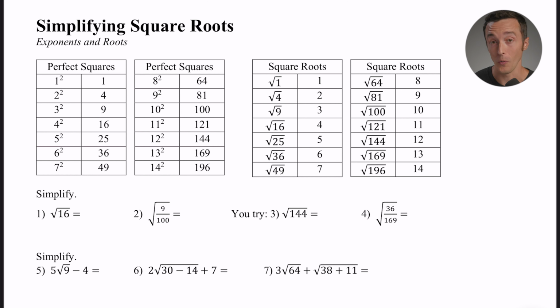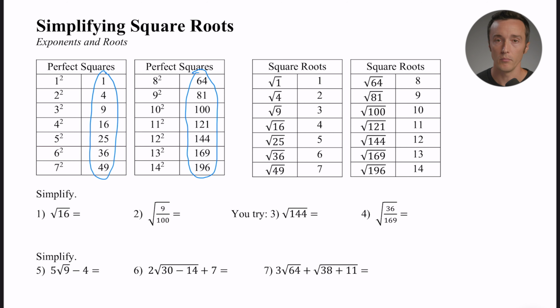So when we're talking about how to simplify square roots, it's helpful to first remind ourselves what square roots are, but also what perfect squares are. For example, let's look at the perfect square table here. 1 squared is 1, which means 1 times 1 is 1. 2 squared is 4, because 2 times 2 is 4. 3 squared is 9, because 3 times 3 is 9, and so on. We talk about these numbers as being perfect squares. That means there is a whole number that, when it's squared, results in that number.